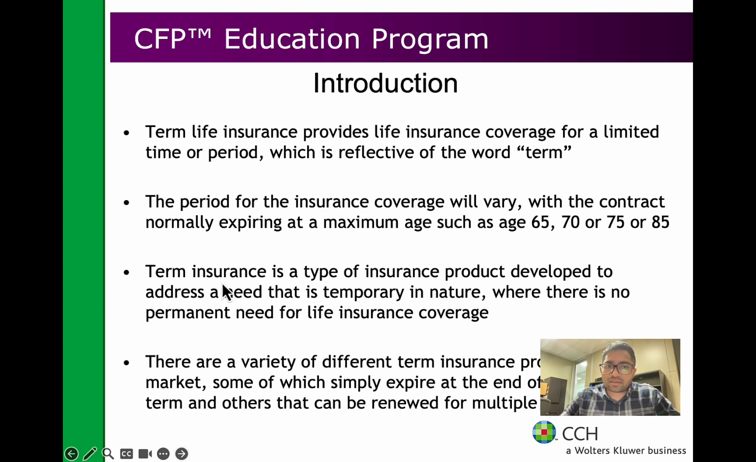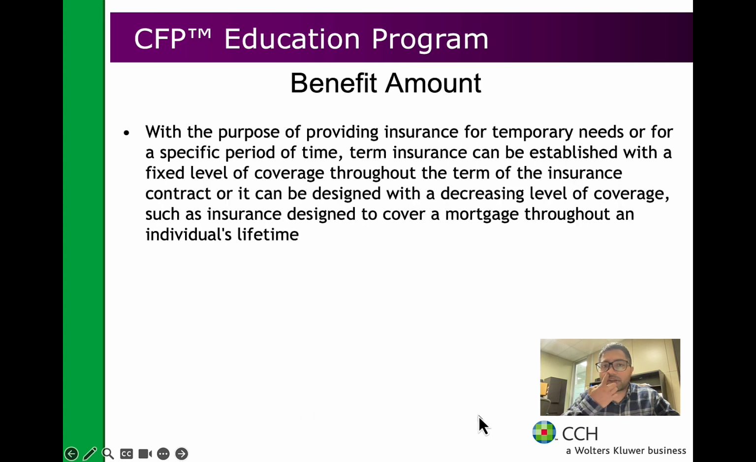Term insurance is a type of insurance product developed to address a need that is temporary in nature, where there is no permanent need for life insurance coverage. There are a variety of different term insurance products on the market, some of which simply expire at the end of a specified term and others can be renewed for multiple terms. Now every term insurance product will have a benefit amount. So how much is going to be paid out in case of death?